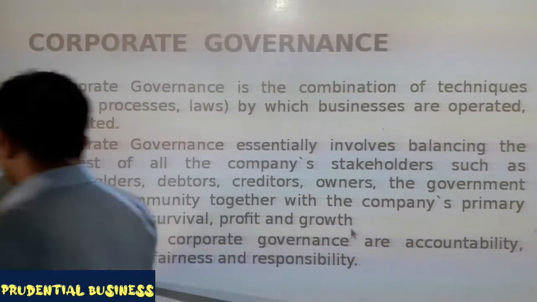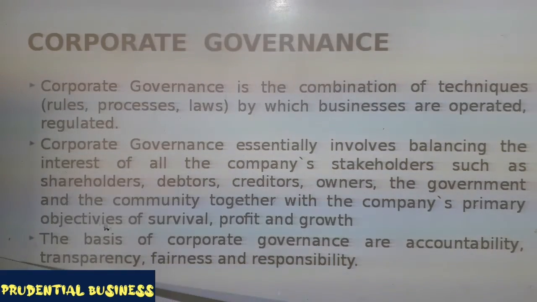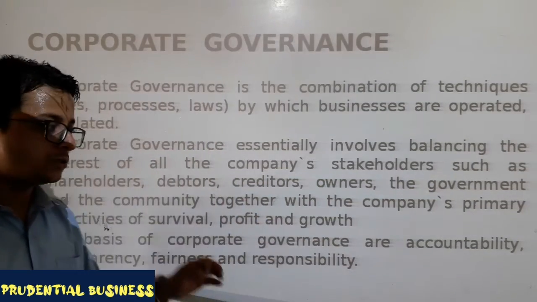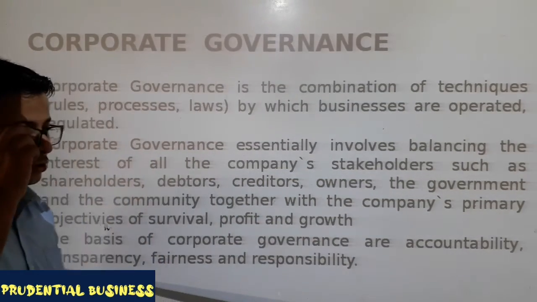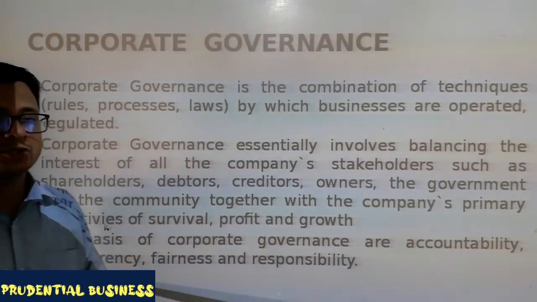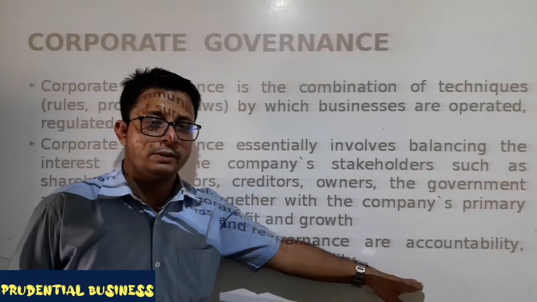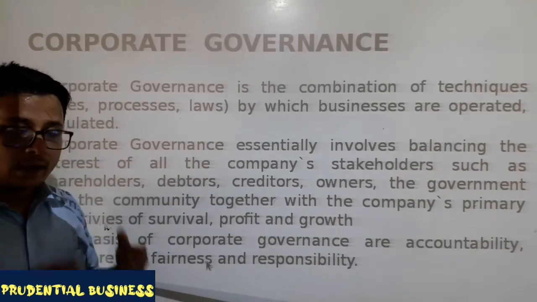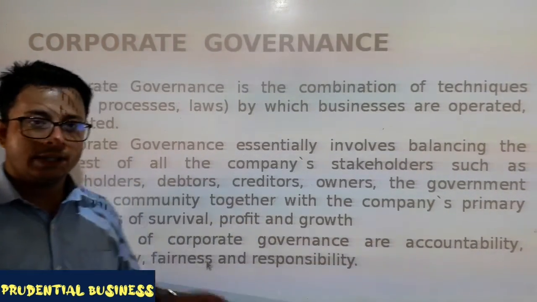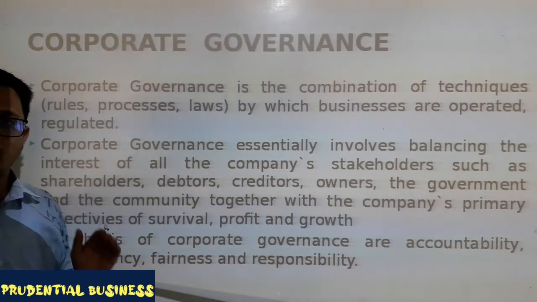Next, the basis of corporate governance are accountability, transparency, fairness and responsibility. Accountability is answerability, that is, to answer to the society. Usually this happens in the annual general meeting, conducted by companies around 31st March. In it, the shareholders or stakeholders ask various questions, and a business is expected to answer for what it did in the past financial year without considering any material or immaterial facts.